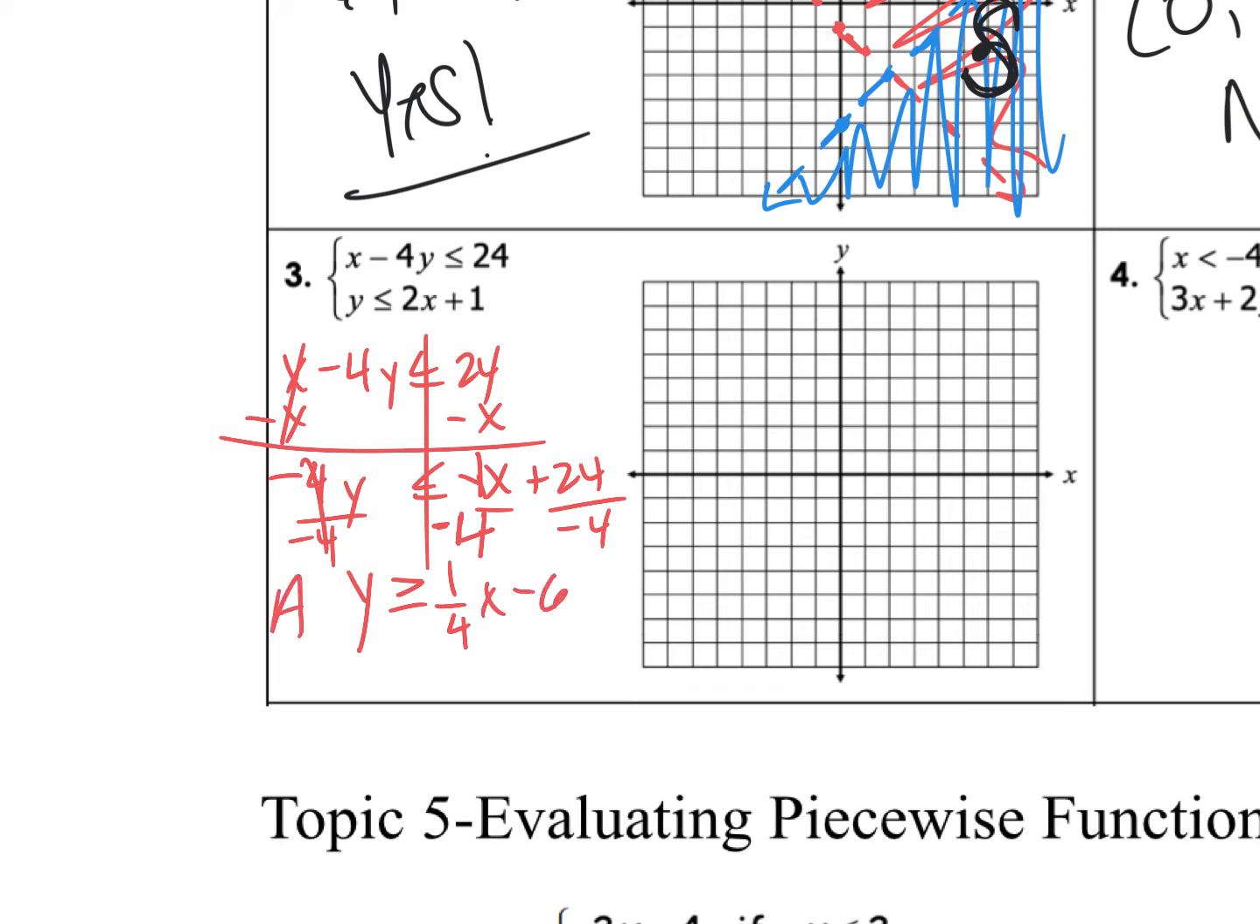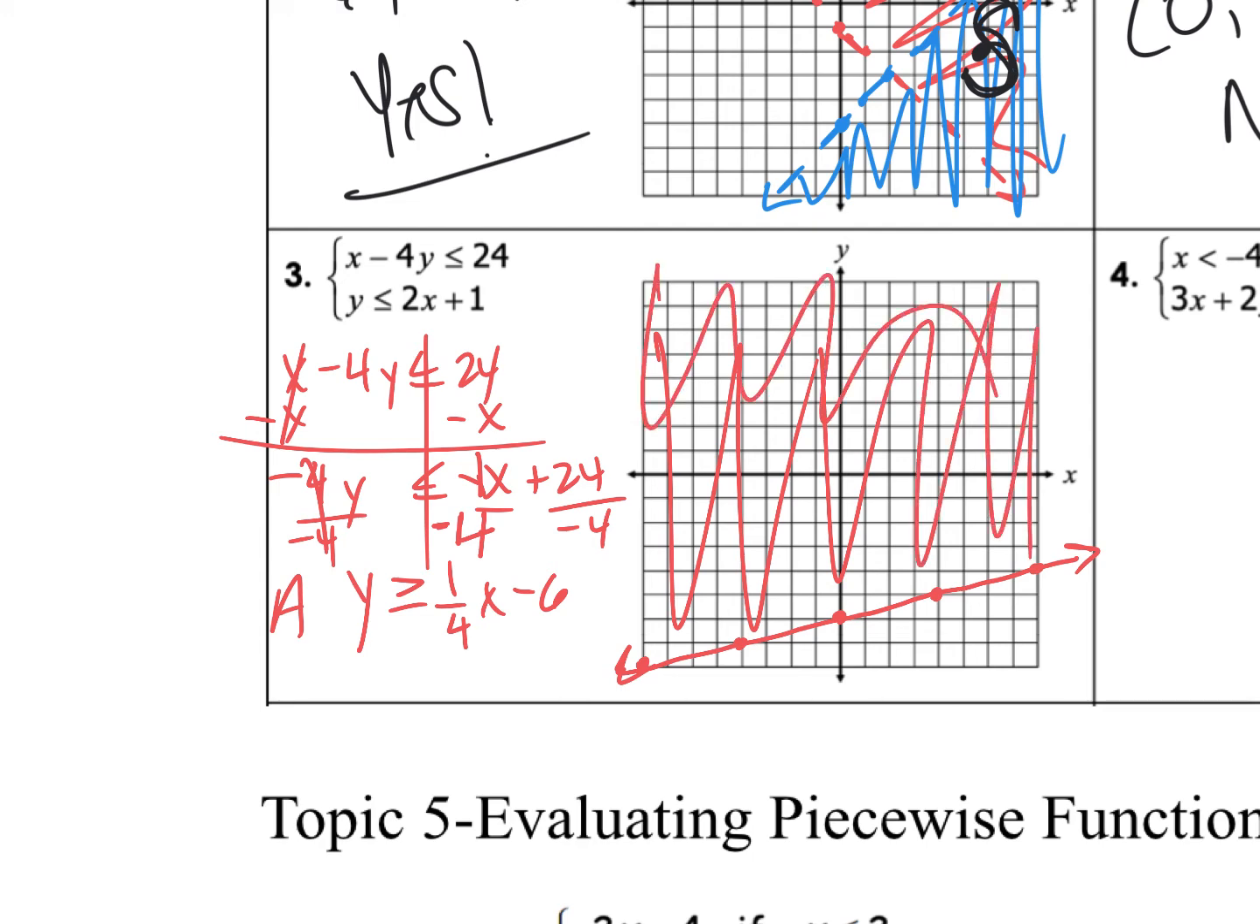So for equation A, we start at -6, and we go up 1, right 4, up 1, right 4. Down 1, left 4, down 1, left 4. Solid line. Shade above.